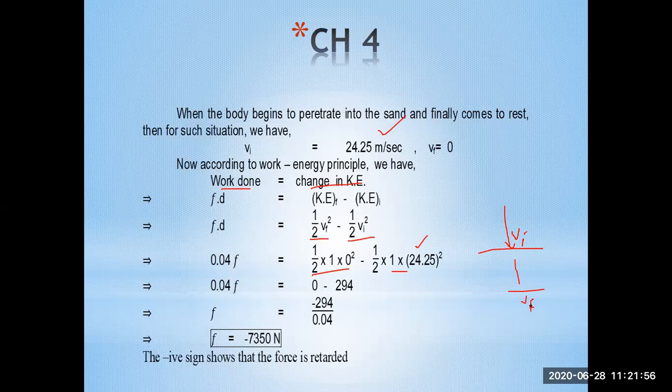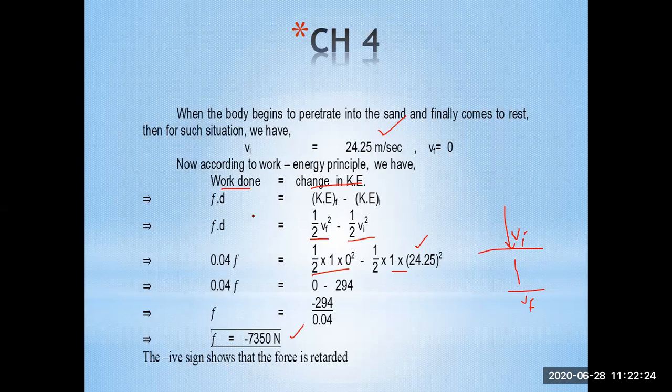So vf is 0, and vi is the velocity at the time when it hits the ground and moves inside, which is required. After putting in the values, you get 0.7350 Newton. That is the amount of work done against frictional force. The negative sign shows the work is done against frictional force.